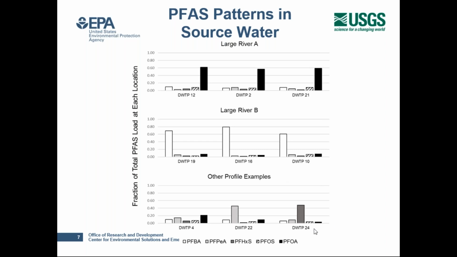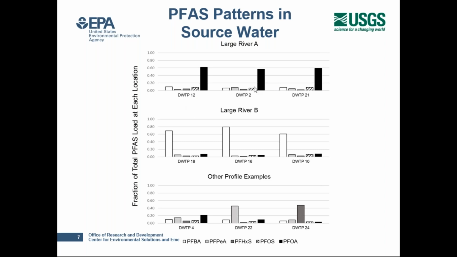And at the bottom, I just gave 3 other locations: utility 4, which had the most contaminants overall, utility 22, which had the highest concentration of PFAS, and utility 24, which is a groundwater location, just to show how different the concentrations and contributions were at these other locations, making the similarities between those on large river A and large river B even more pronounced.